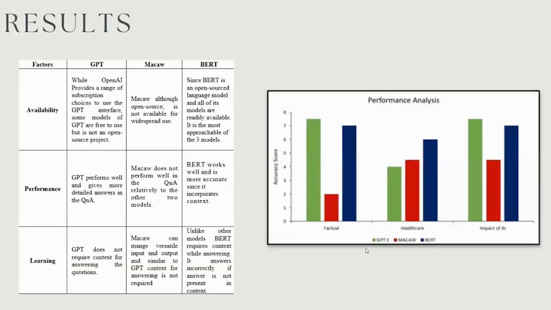Okay. Finally, coming to the results, the availability of the models. GPT is provided by OpenAI. You have to purchase it, and they will provide you a specific API key. It is not an open source project. Macau is an open source project, but it's not trained on used data. So basically, it's not recommended for use by a wide audience.